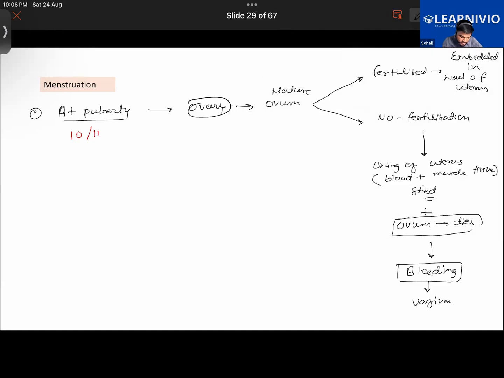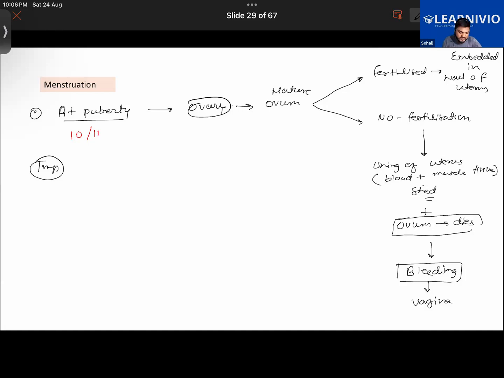An important point to be noted down is that when this menstrual cycle, when this menstruation happens for the first time, it is called menarche. Around the age of 10 or 11 years, this will start.